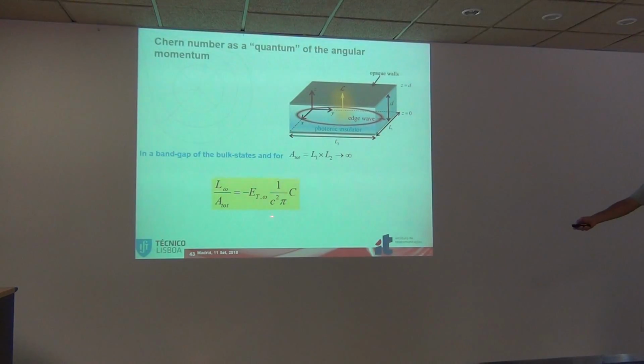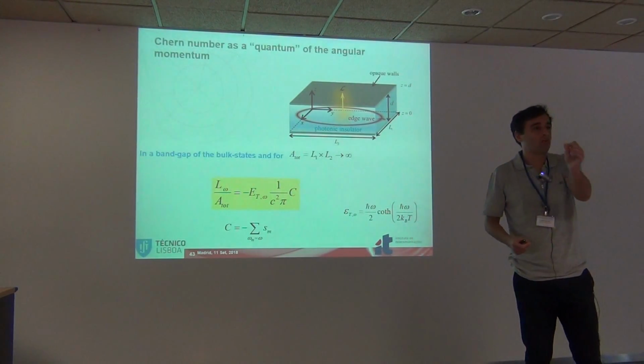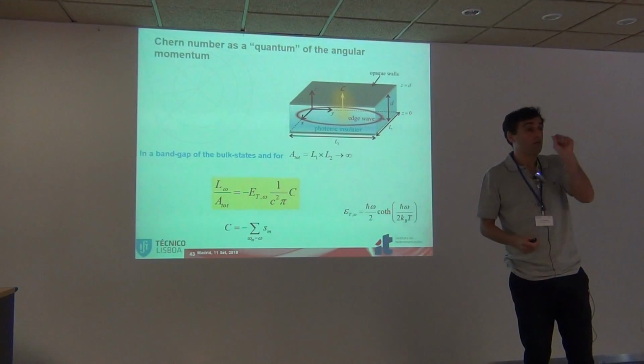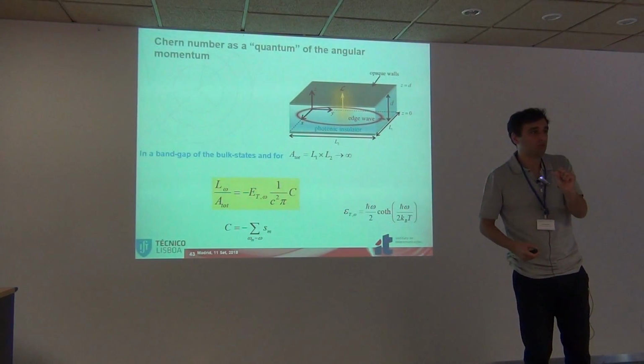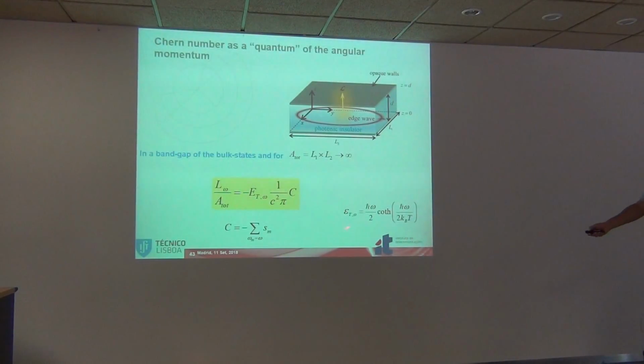C, speed of light in vacuum, this, which is the Bose-Einstein statistics. Sorry, it's this one. I don't know why it's different. And then this C just counts the number of edge states going around the cavity walls, okay? Which is the Chern number from the bulk edge correspondence. So this is a quite powerful result.